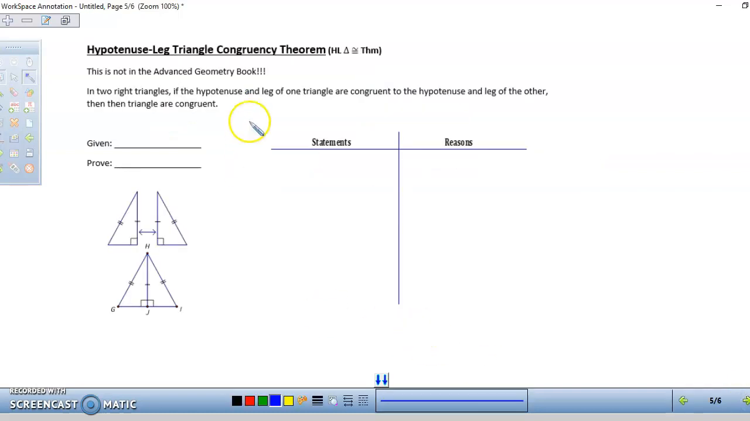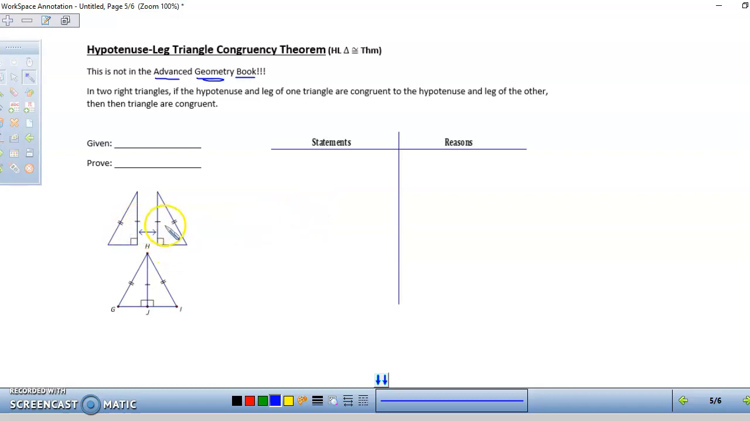So HL is the last reason. For the HL theorem, you are given two right triangles. And then if the hypotenuse and leg of one triangle are congruent to the hypotenuse and leg of another, then the triangles are congruent. This is not in the advanced geometry book, but you do have to know it. Okay, this is called the HL or hypotenuse leg triangle congruency theorem. So I'm just going to talk you through the proof of this. It's actually a pretty cool one.